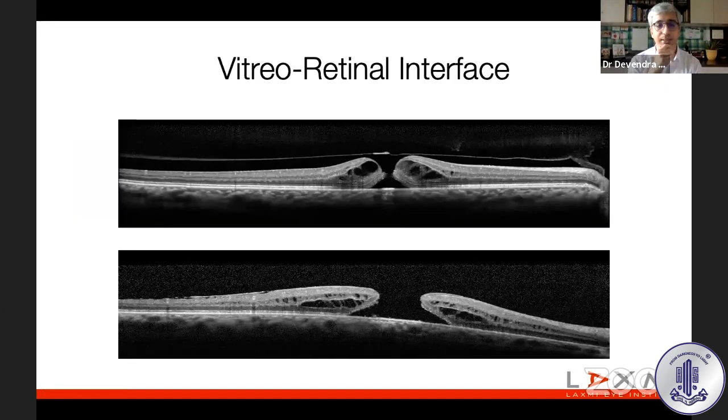And if this progresses, many patients go into, not many, not all, most of the patients don't end up in macular holes, but a significant minority do end up with full thickness macular holes, some examples of which are seen in this slide.